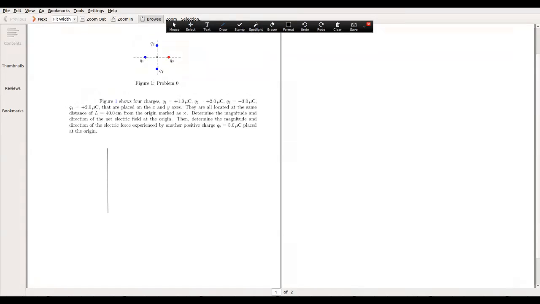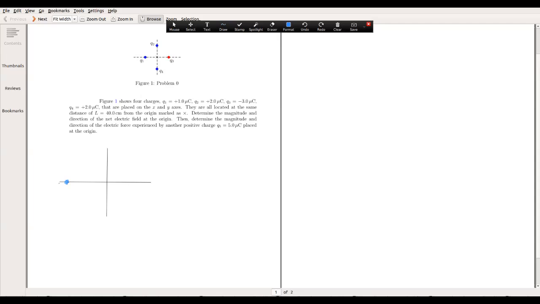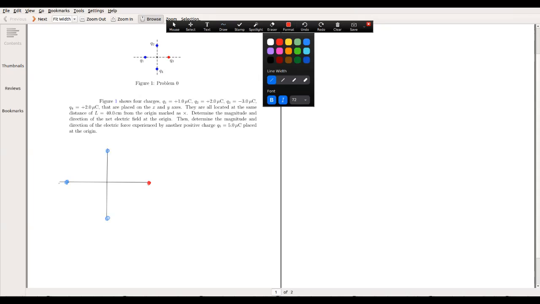Let me draw a slightly bigger version of the figure. That's the same diagram there. So let's say this is charge Q1, Q2, Q3, Q4, right? So they're all equally distant from the center, and blue here represents positive and red negative, but that need not be always consistent on that.